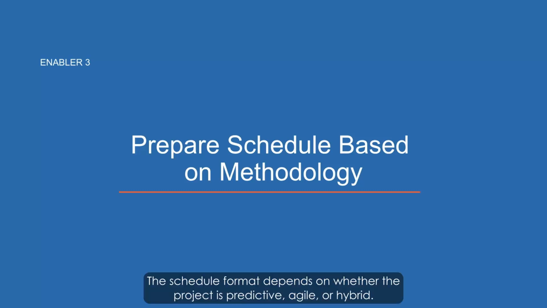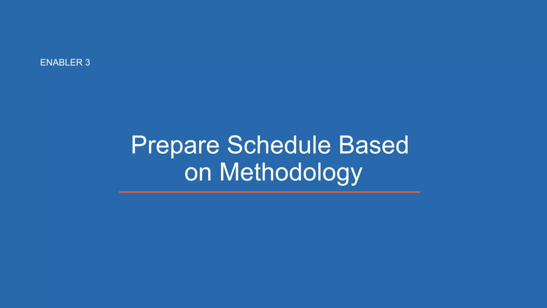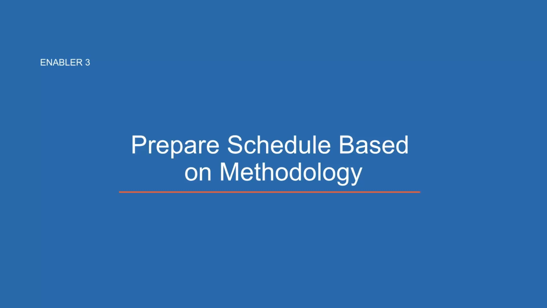The schedule format depends on whether the project is predictive, agile, or hybrid. In predictive projects, the schedule is a Gantt chart, activities plotted against a timeline, with dependencies shown, and the critical path highlighted. The schedule baseline is formally approved by the sponsor before execution begins.